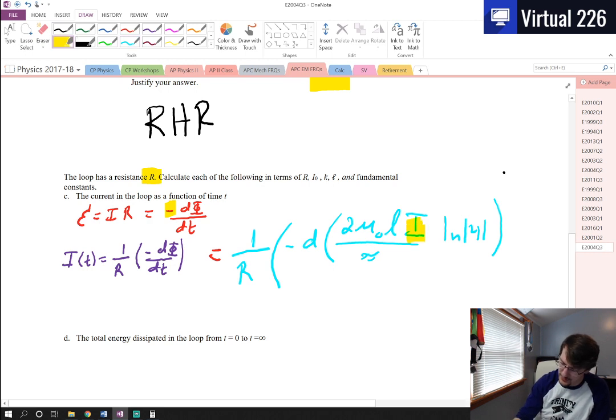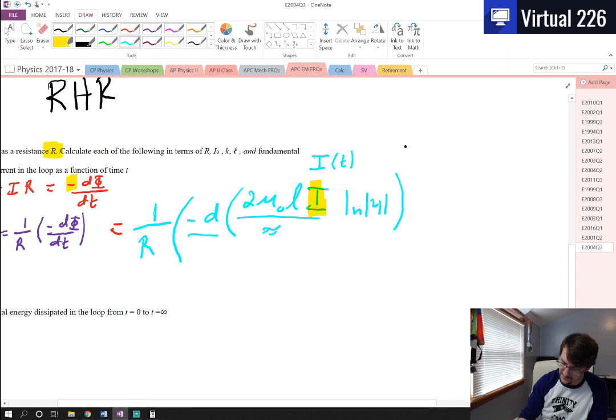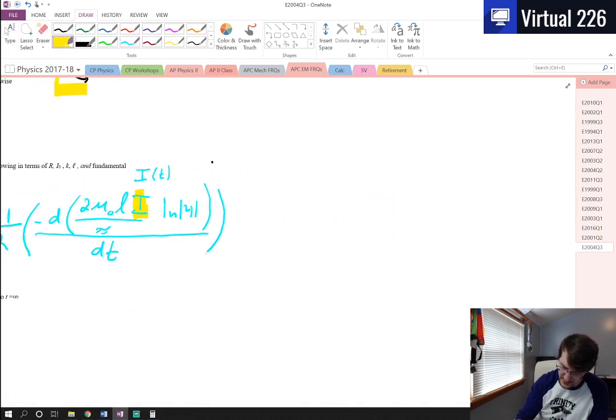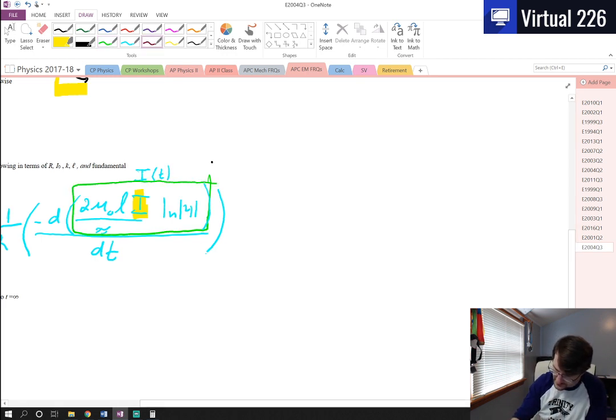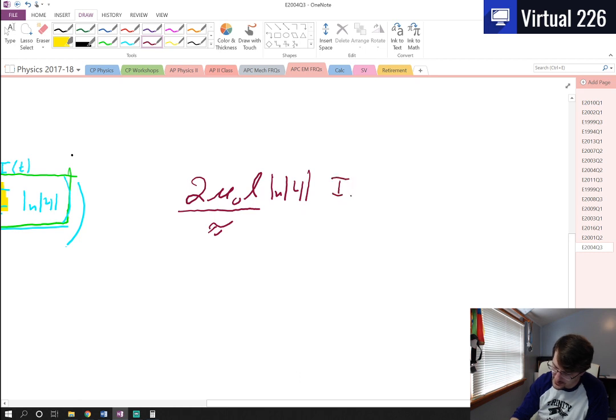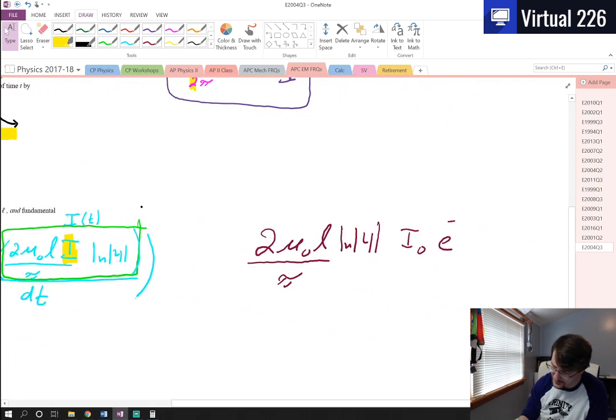This I right here is no longer I. This I, we can now write this as I of t, because that's I changing as a function of time. Which means that all of this internally right here, we can rewrite as 2 mu naught L over pi natural log of 4, and then the I of t is I naught e to the minus, what was this, kt? Yeah, e to the minus kt.